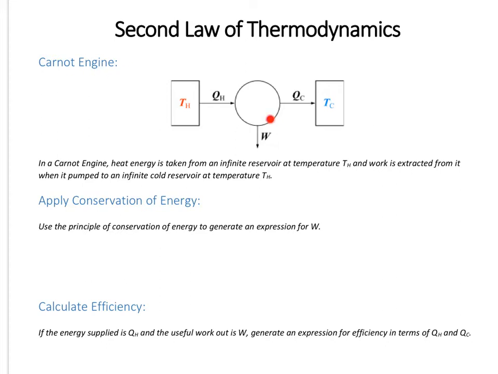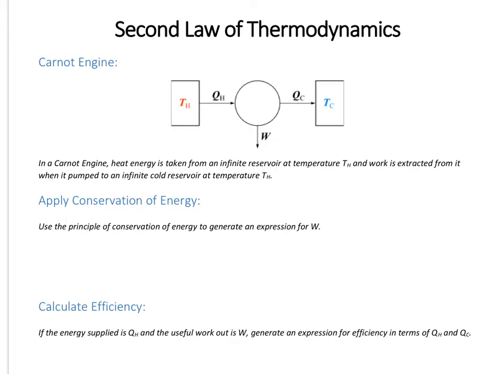So essentially this is an engine that's trying to get work out of a hot source here. What we have is an infinite source of high temperature here and an infinite source at a colder temperature here. And the reason they're infinite sources is that losing energy doesn't change the temperature. So this will stay at TH the whole time, this will stay at TC the whole time. And what we're doing is we're getting work out of it.